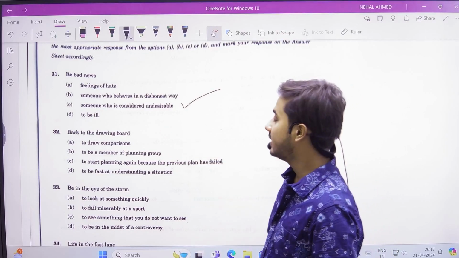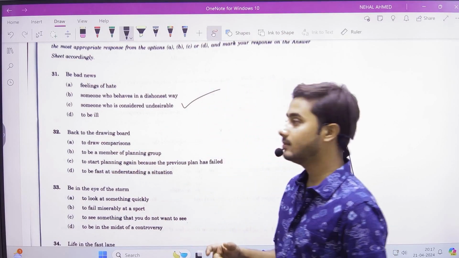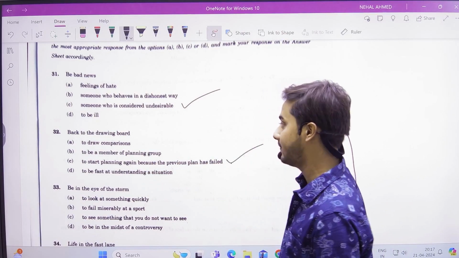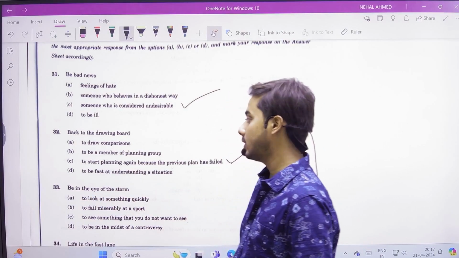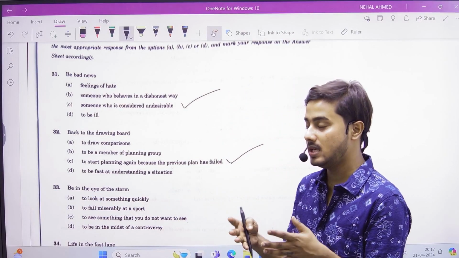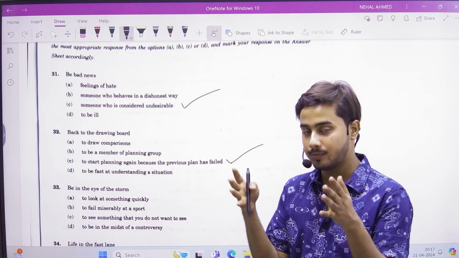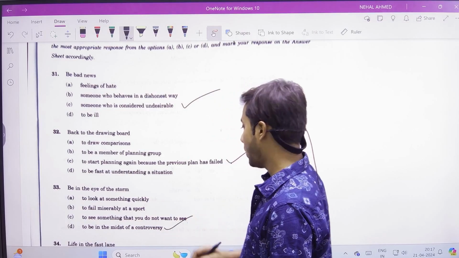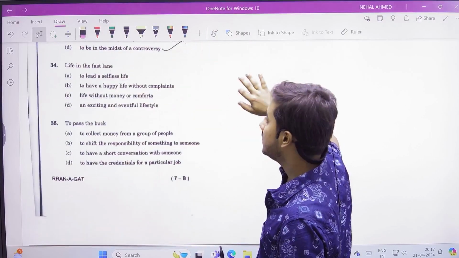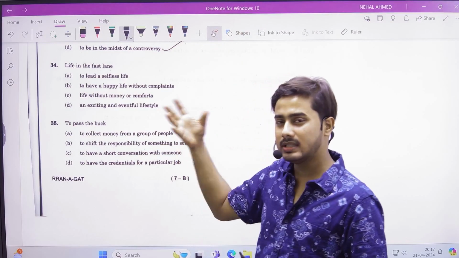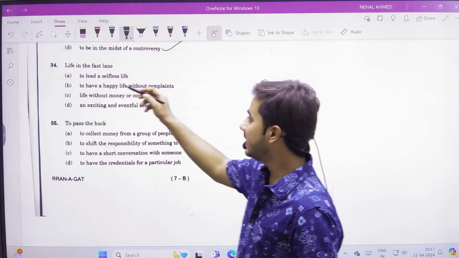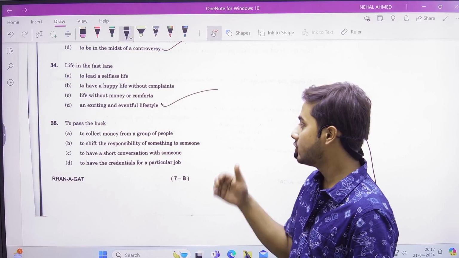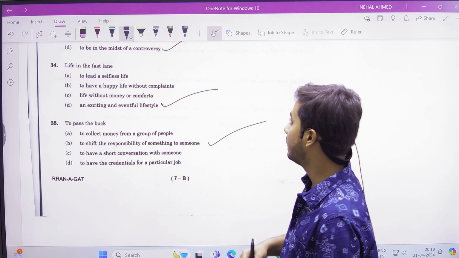Speaking about the next one, back to the drawing board. It's basically to start planning again because the previous plan has failed. Be in the eye of a storm: the meaning is to be in a controversy because of some adverse situation, to be in the midst of a controversy. Life in the fast lane, as the phrase itself implies, is an exciting and eventful lifestyle, and to pass the buck is to shift responsibility of something to someone.